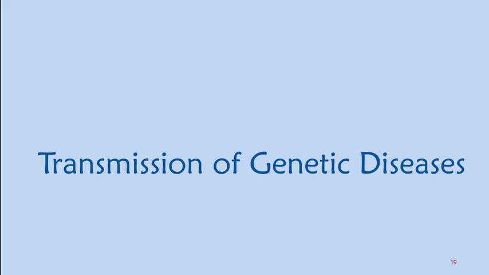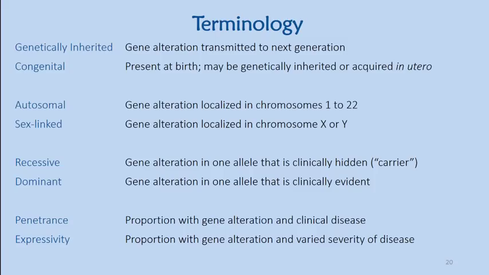So let's talk about transmission of genetic diseases now and how they can be inherited. So let's go through some important definitions. First of all, the term genetically inherited, and they're grouped here where these are relevant to each other but different, and so on and so forth. Genetically inherited is something that you would inherit from, say, your mom or from your dad. It's some sort of gene alteration that can be transmitted to the next generation. Congenital, this is something that you're born with. So it could be something that's genetically inherited, but not necessarily. But it is present at birth.